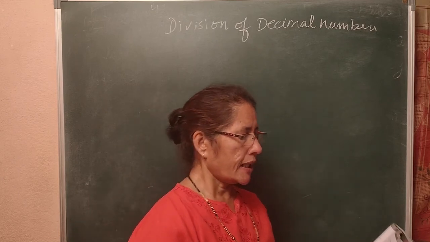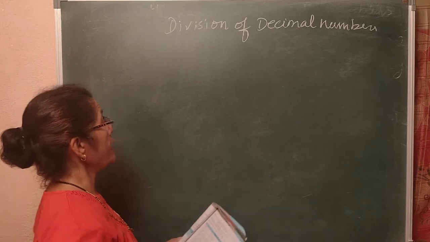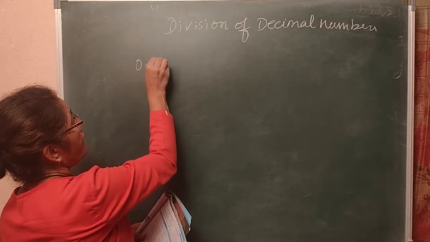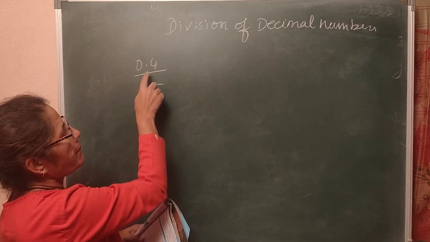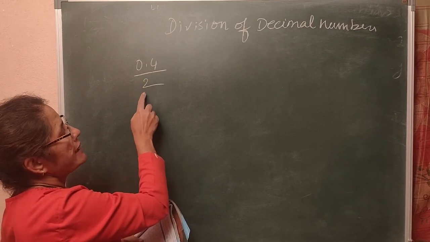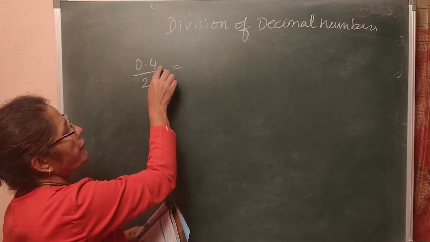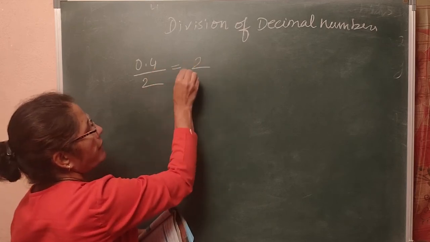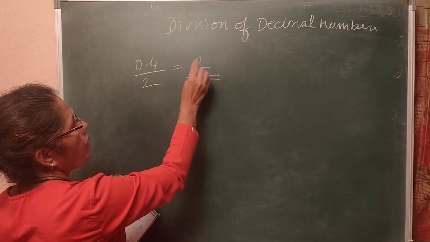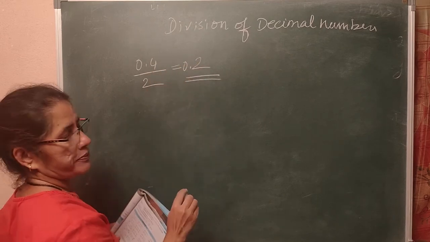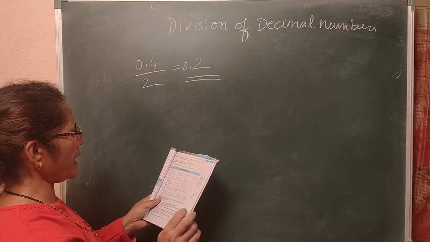Now, first question, find 0.4 divided by 2. This is division of a decimal by a whole number. What you have to do? You do as if you are dividing 4 by 2. What is 4 divided by 2? 2. But after the point there is 1 digit, so 0.2. Understand? Let me go to the second question.